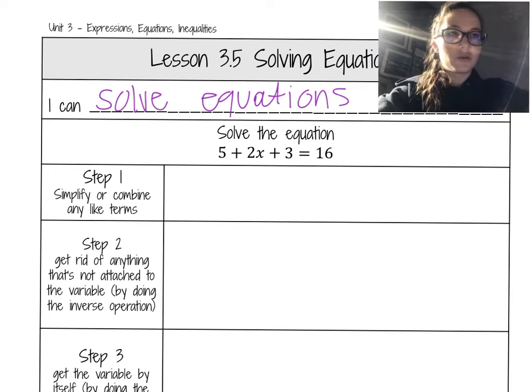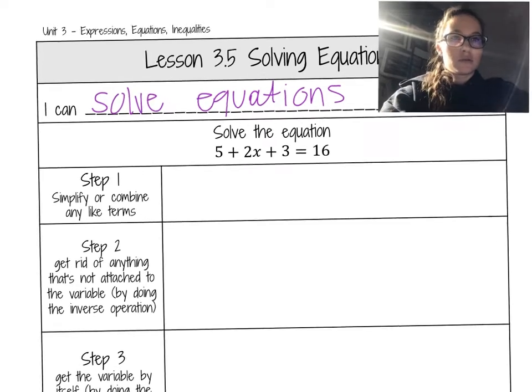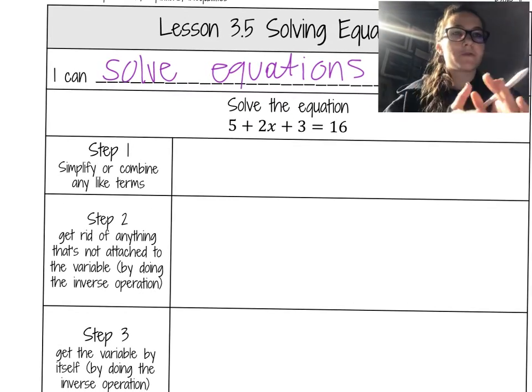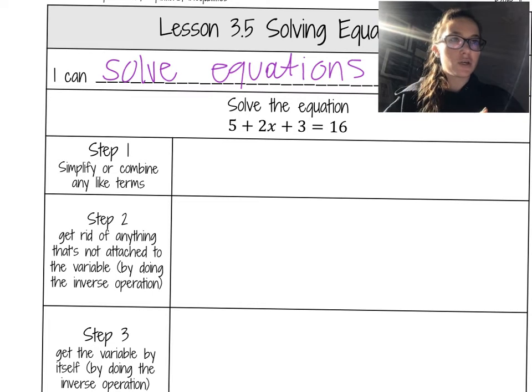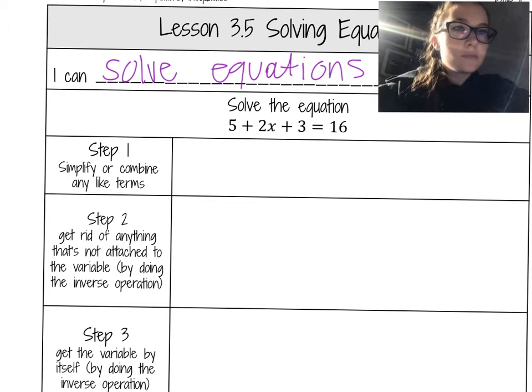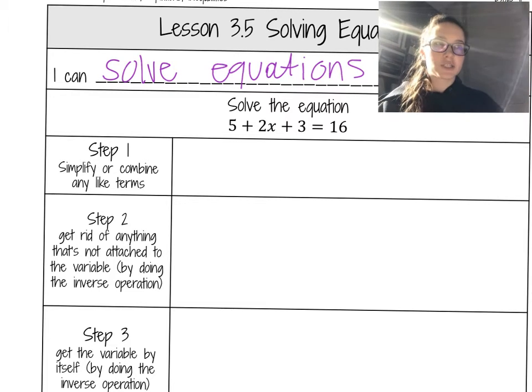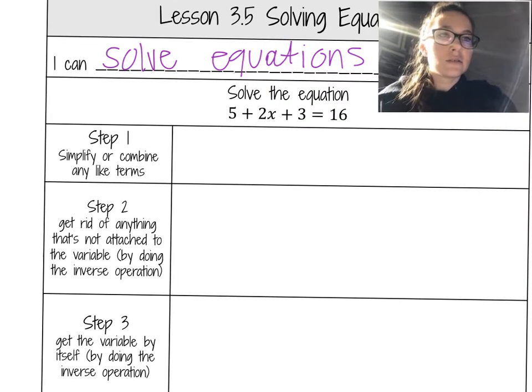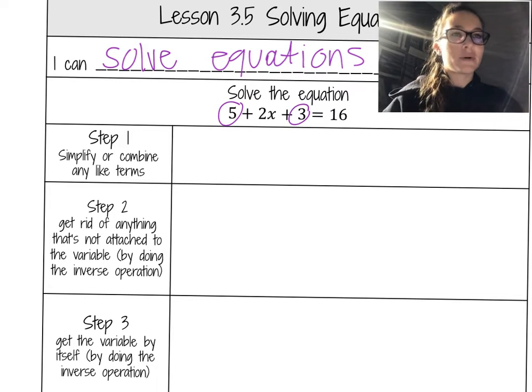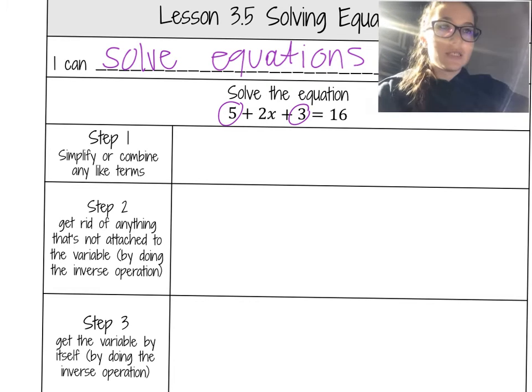Okay, I've put the steps on the side for us. So here we have the equation. Remember, it's an equation because it has this equal sign. Okay, so 5 plus 2x plus 3 equals 16. So step 1, we're going to simplify, combine like terms first. It'd help if I had my pen on, didn't it? Okay, 5 plus 3, I can combine those. 5 plus 3 is 8.